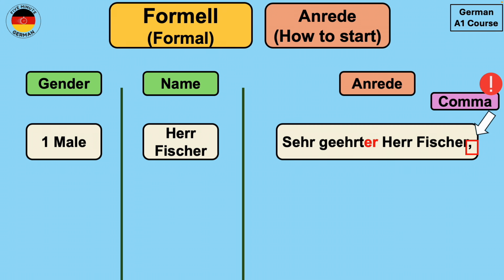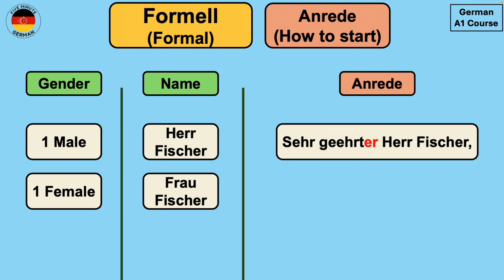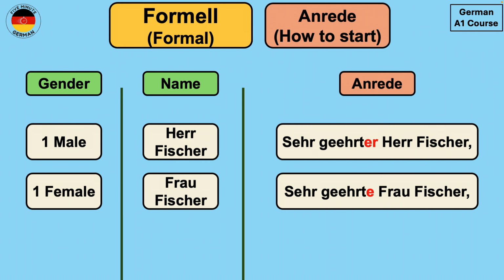This is very important. Now if you are writing to a single female, for example, whose name is Frau Fischer, then you will write the Anrede as Sehr geehrte Frau Fischer, and this means Dear Mrs. Fischer. So you see that we write geehrte in case of female and geehrter in case of male. So the ending changes. So you should keep this in mind. And in this case, we also have a comma at the end.